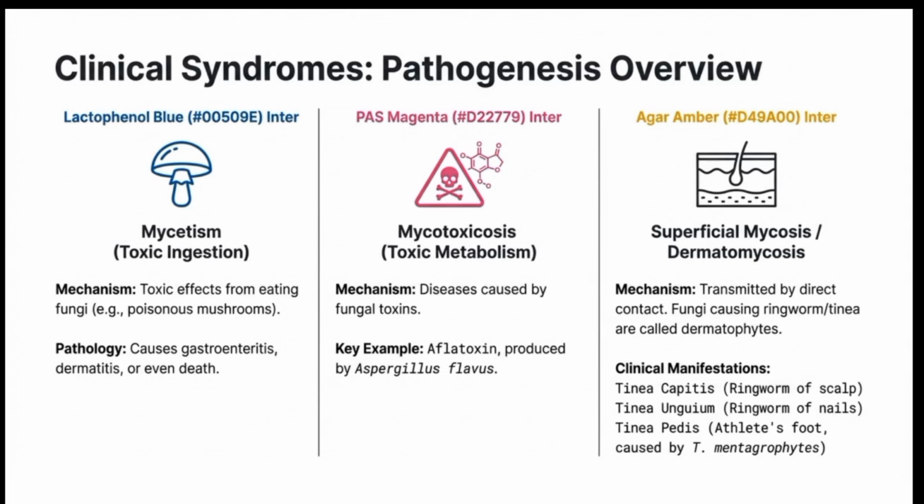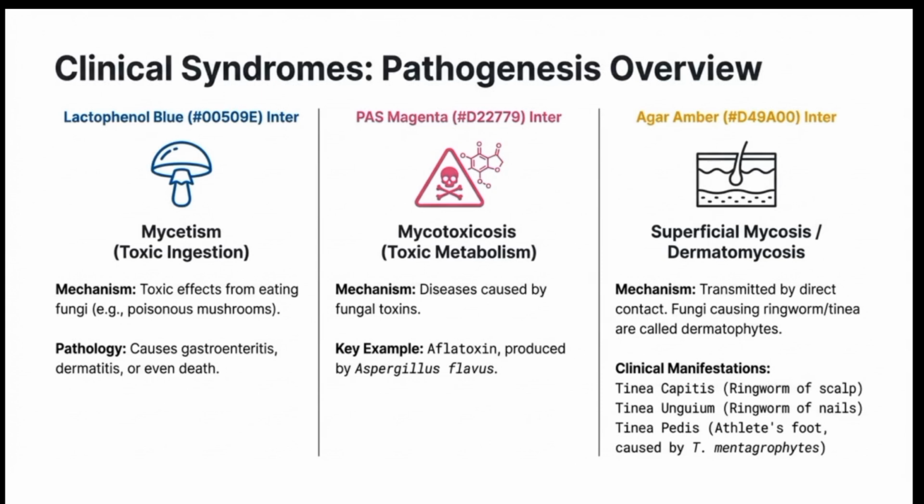But when we look at actual infections, the invaders that set up shop inside us, we usually start with superficial mycosis. The skin eaters. Right, these are transmitted by direct contact. We call them dermatophytes, and they cause ringworm or tinea. They can attack the scalp as tinea capitis, the nails as tinea unguium, or the feet as tinea pedis.